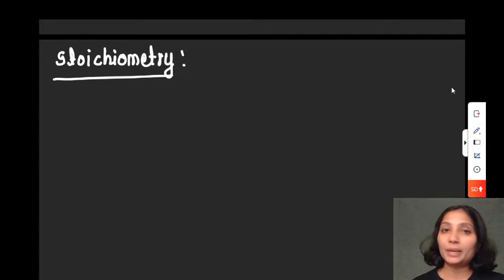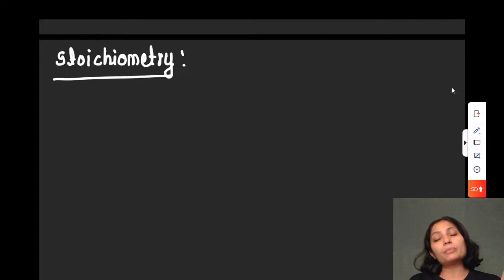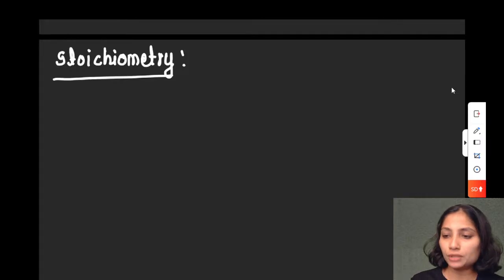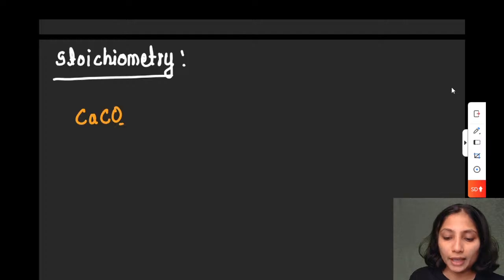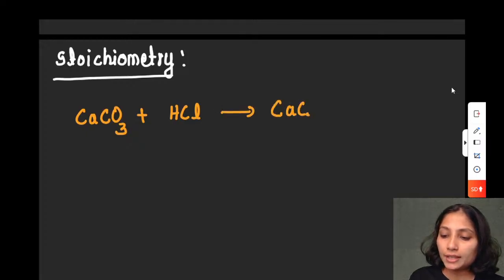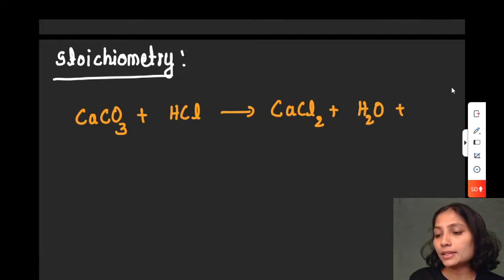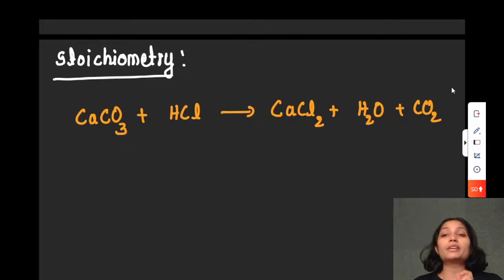We know balancing chemical equations. We have learned that from 10th standard. For example, take any equation and write the balanced equation for that. CaCO3, calcium carbonate, reacts with HCl and it forms CaCl2 plus H2O plus CO2. Check whether the reaction is balanced or not.